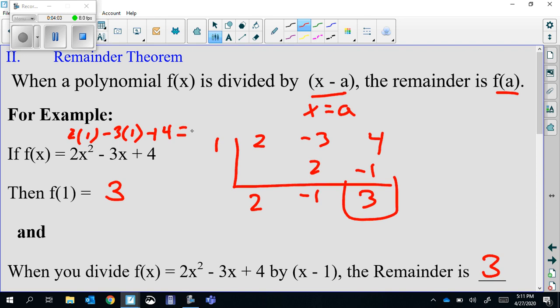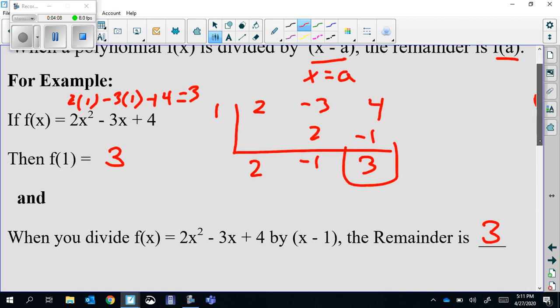So you can plug it in or do synthetic division, you get the same thing. The remainder is the output.